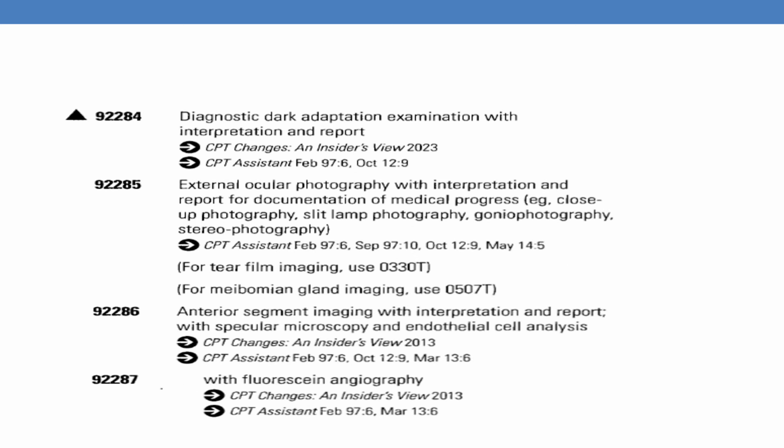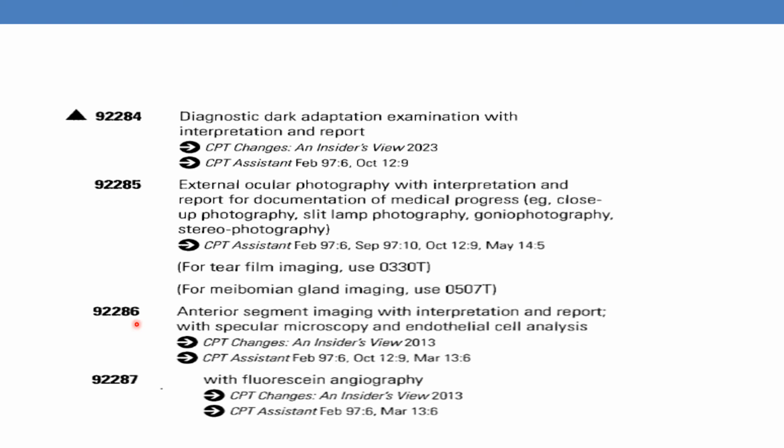The next is 92284. It includes diagnostic dark adaptation examination with interpretation and report. The next is 92285. It includes external ocular photography with interpretation and report for documentation of medical progress. Example, close-up photography, slit lamp photography or goniophotography or stereo photography.